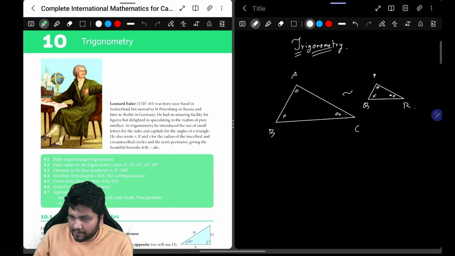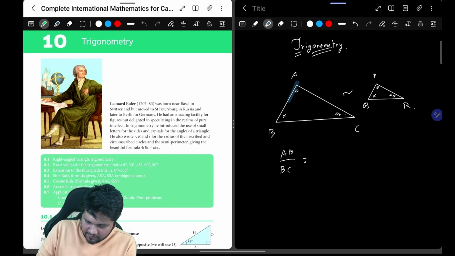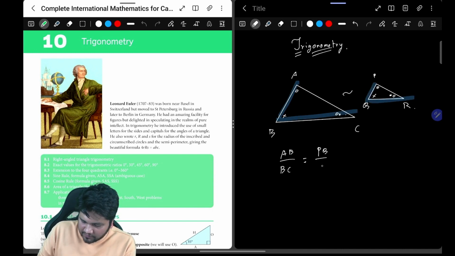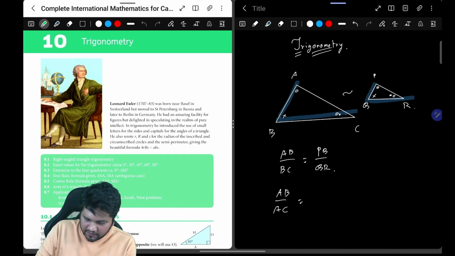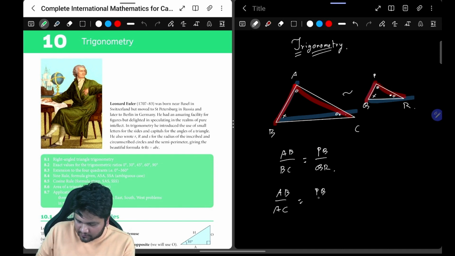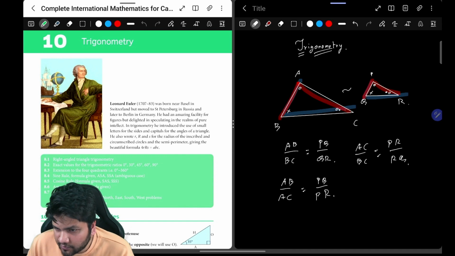But the second, which is a very important property, is that the ratio of the sides are equal. Meaning, AB upon BC is equal to PQ upon QR. Correct? Then we have AB upon AC is equal to PQ upon PR. And what is left here? AC upon BC is equal to PR upon RQ. So this is one of the major properties of similarity of triangles.